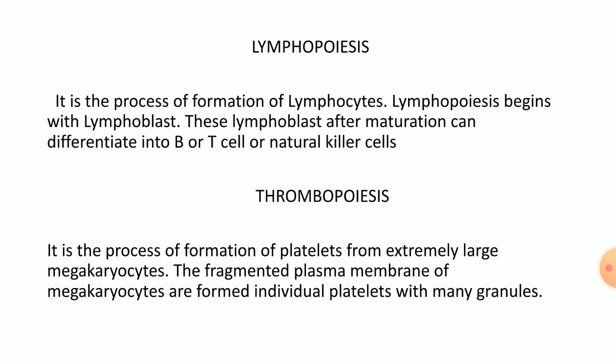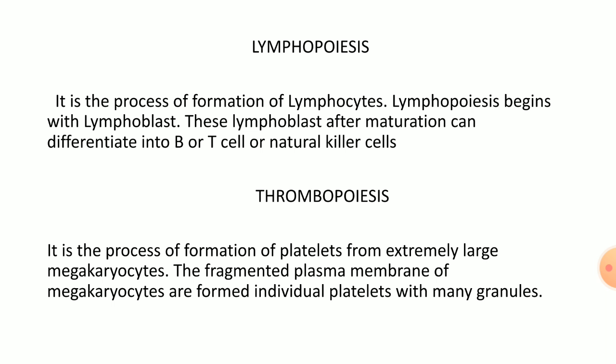The next one is lymphopoiesis. This is the formation of lymphocytes. This process starts from the first committed progenitor cells, called lymphoblasts. These lymphoblasts, after maturation, are able to differentiate into either B cells, T cells, or natural killer cells.